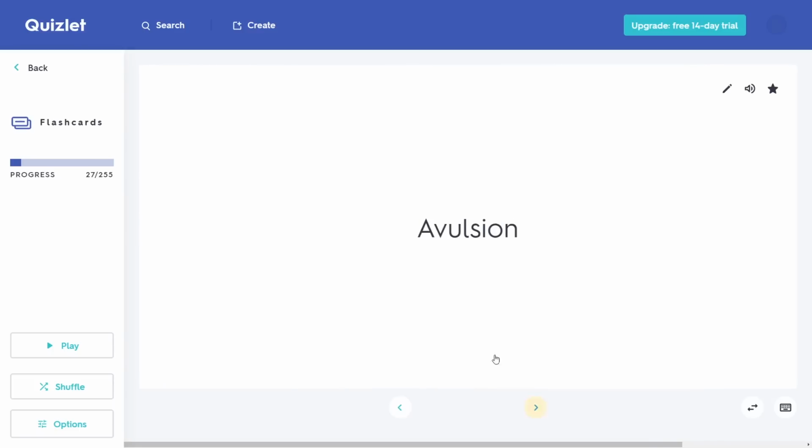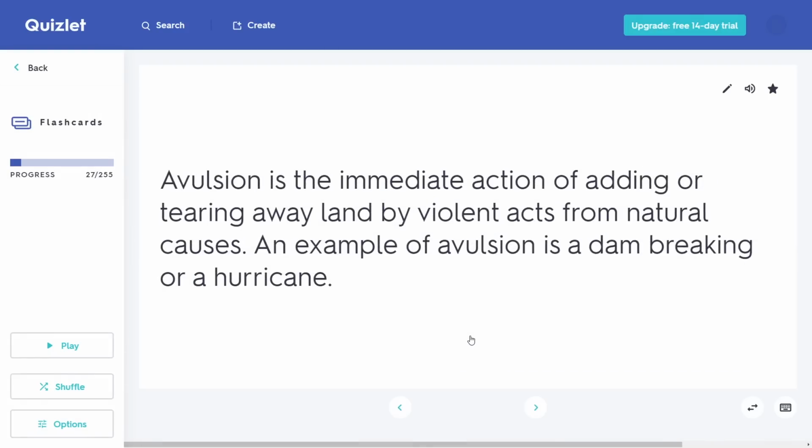All right. Next one, avulsion. Okay. So I'll give you guys an opportunity to think that one over. Okay, now if you guys remember earlier, we were talking about accretion, which is the growth or acquisition of land. Well, now we're talking about avulsion, which is different, because guess what? That is the immediate action of adding or tearing away by violent acts from natural causes. So, an example would be a dam breaking or a hurricane.